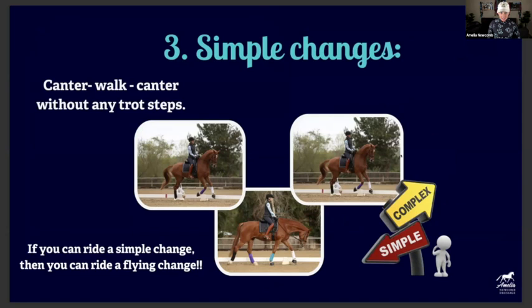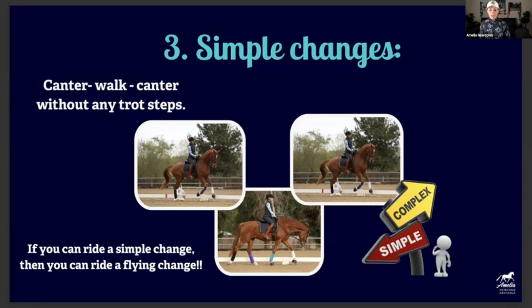So the next prerequisite to working on the flying changes are simple changes. If any of you are showing second level, you know that in second level, there's about 1 million simple changes. If you don't know what a simple change is, that's where you go canter, walk, canter on the other lead. It's called a simple change because it's a prerequisite for a flying change.